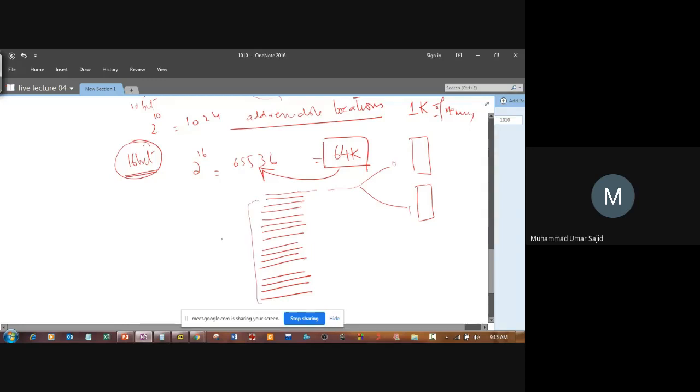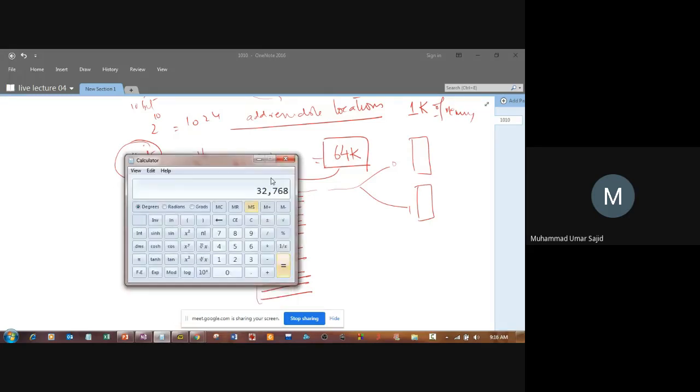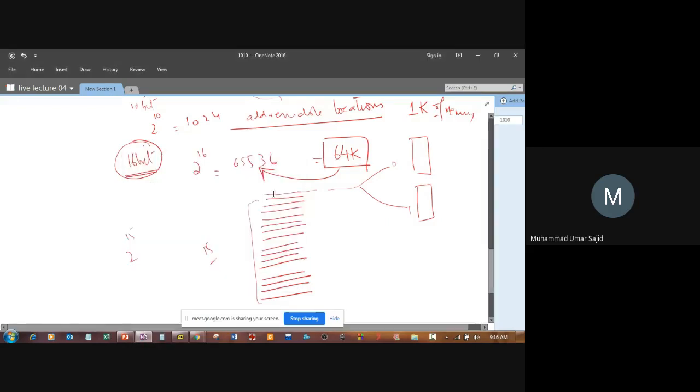So the remaining lines are just 15. That means the maximum addressable memory would be 2 to the power 15, which is 32768. So if we have two chips, we can only access 32768 or 32K of memory. This chip can have 16K of memory, this chip can have 16K of memory, and in total we can have just 32K of memory.